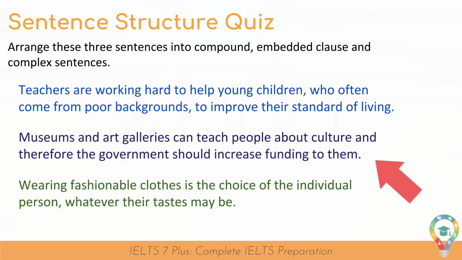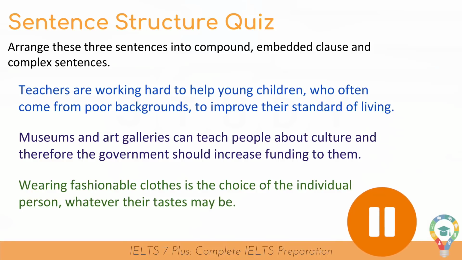Museums and art galleries can teach people about culture, and therefore the government should increase funding to them. Wearing fashionable clothes is the choice of the individual person, whatever their tastes may be. So, pause the video and try and choose each of these sentences' sentence type. Okay, now you have done that, let's talk about the first sentence.